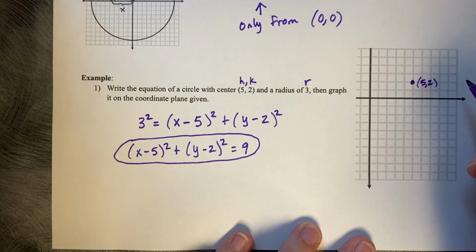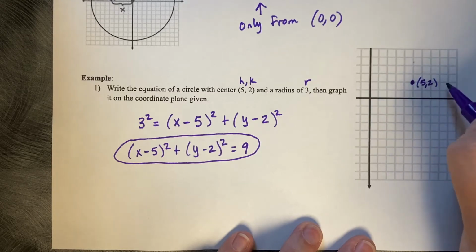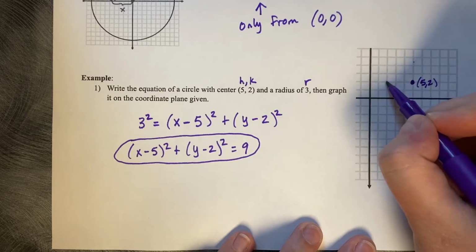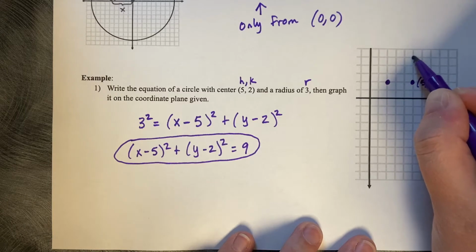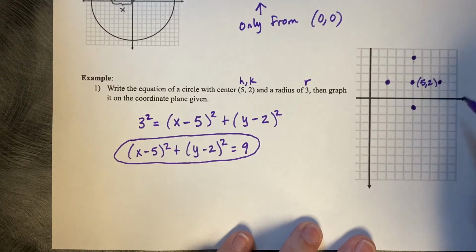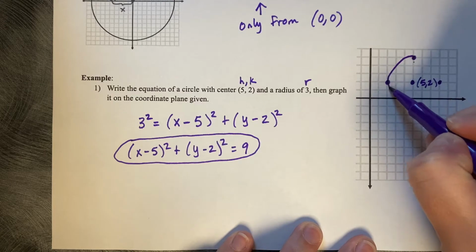And then you have a radius of 3. So the best way to put your radius on is to do it in the horizontal direction in both ways, and then do it in your vertical. So 3 from the center in the horizontal and 3 from the center in the vertical. And then you can connect it to your best ability, connect it up to make a circle.